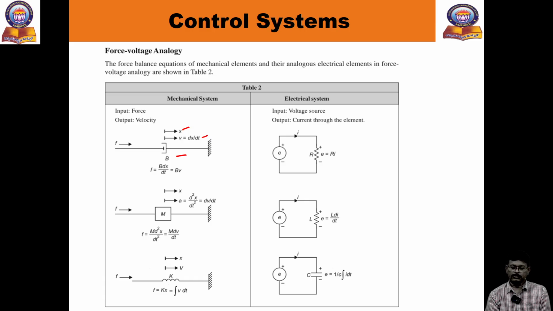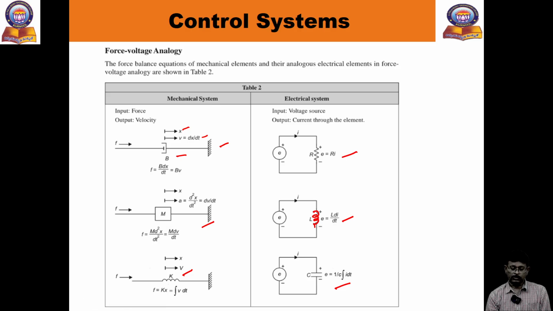What is equivalent to the dashpot in an electrical system is the resistor. The mass in a mechanical system is equivalent to the inductor. It is a printing mistake in the textbook; it is actually inductor. So which element does the mass correspond to in the electrical system? Inductor. Similarly, the spring constant in a mechanical system is equivalent to the capacitor in electrical systems. The equation is the same, no change.